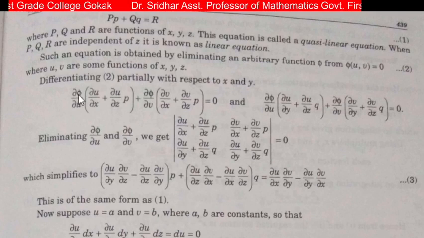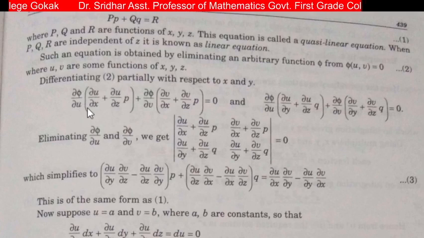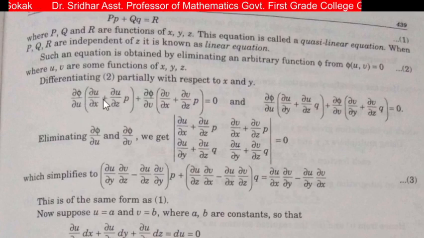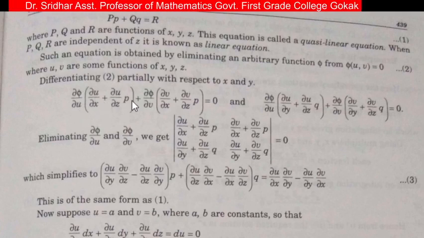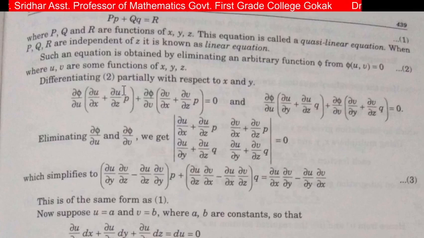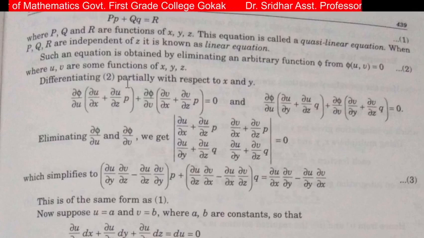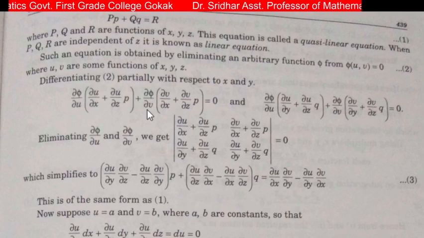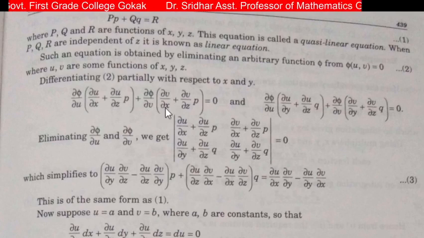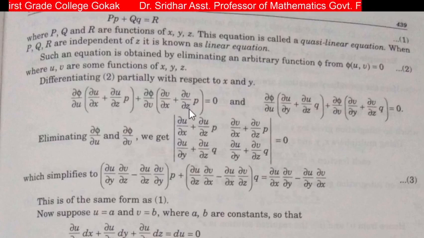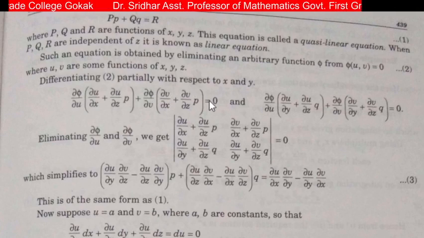So this gives dou phi by dou u into bracket: first we differentiate phi with respect to u, then dou u by dou x, plus, since u is also a function of z, dou u by dou z, and then z with respect to x, so dou z by dou x is equal to p. Similarly, differentiate phi with respect to v, then v with respect to x, then v with respect to z, then dou z by dou x, which is again p.